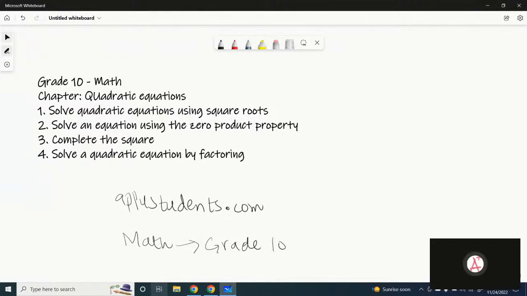We're already working on the chapter quadratic equations. The lessons we are going to cover today are solve quadratic equations using square roots, solve an equation using the zero product property, complete the square, and then solve a quadratic equation by factoring. These are the four topics we are going to cover today. Got it? Please make sure you have your notebook and pencil so that you can note down the important examples and definitions as well. Let's start with the first topic, solve quadratic equations using square roots.